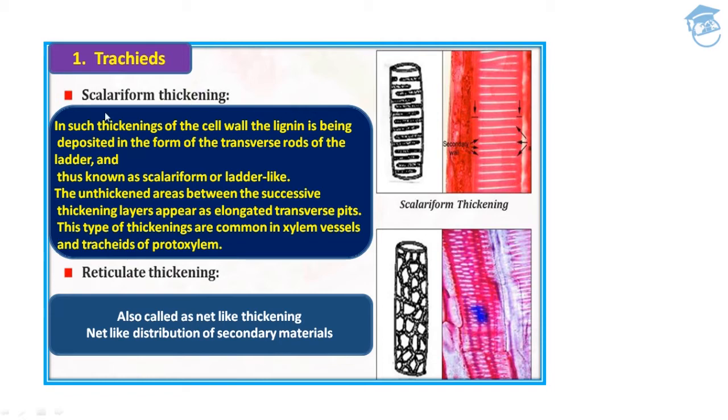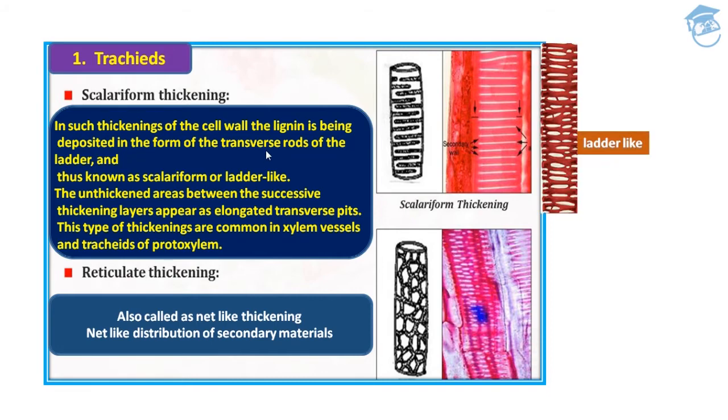In such thickening of the cell wall, the lignin is deposited in the form of transverse rod-like bars, and thus it is called scalariform or ladder-like. The unthickened areas between successive thickening layers appear as elongated transverse pits. As you can see, it has formed a transverse pit, and this type of thickening is common in xylem vessels and tracheids of protoxylem.